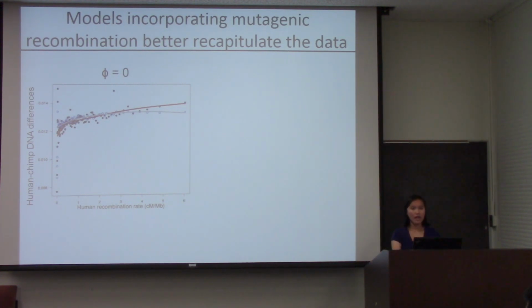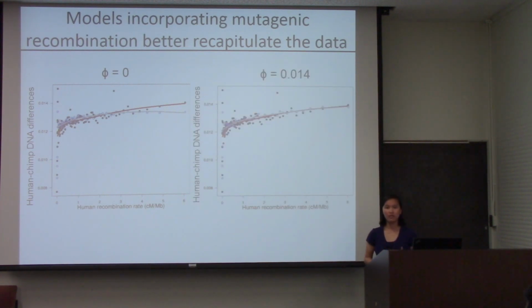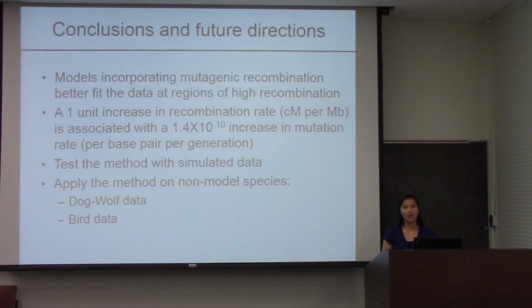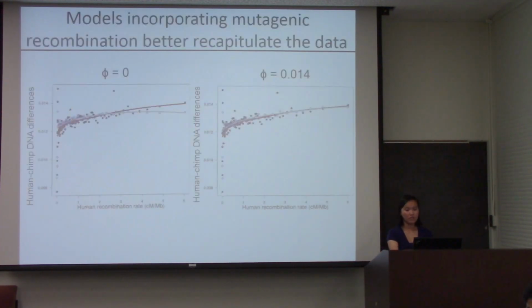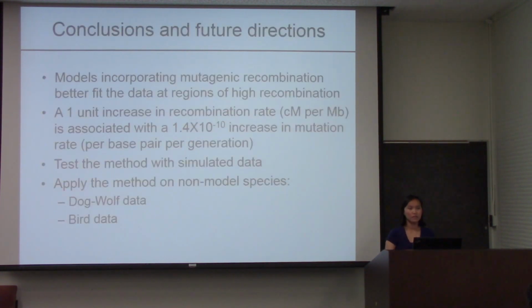But then when we allow phi to vary, when we infer a specific value of phi, we saw that with a value of 0.014, the simulated data can now match pretty well with the empirical data. So that's pretty promising. What this means is that models that incorporate the effect of mutagenic recombination can better recapitulate the data at regions of high recombination. And what does the value of 0.014 mean? It means that a 1 unit increase in recombination rate, in the unit of centimorgan per megabase, is associated with a 1.4 times 10 to the minus 10 increase in mutation rate, in the unit of per base pair per generation.